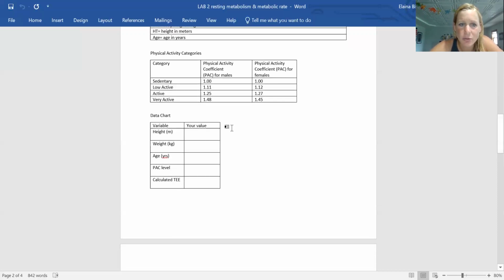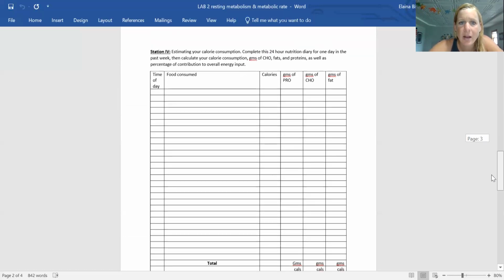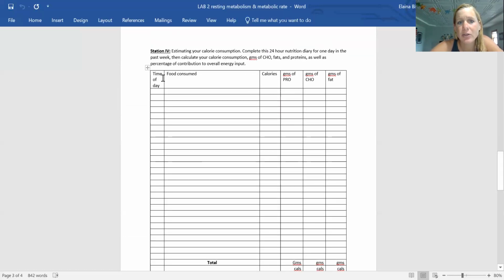Again, you'll be able to put all your data down here in this particular chart. Okay. The next thing we want to do is look at your calorie consumption for one day. I would try to choose a day that's pretty standard for you. So, choose a day that you're following a pretty normal diet. Be as specific as you can in order for us to get some accurate results here.